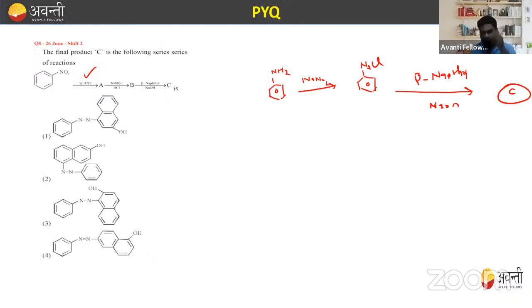So which one out of these three is the correct option? Yeah, this one, right? So option A is absolutely correct for this question. I hope it is clear to everyone?